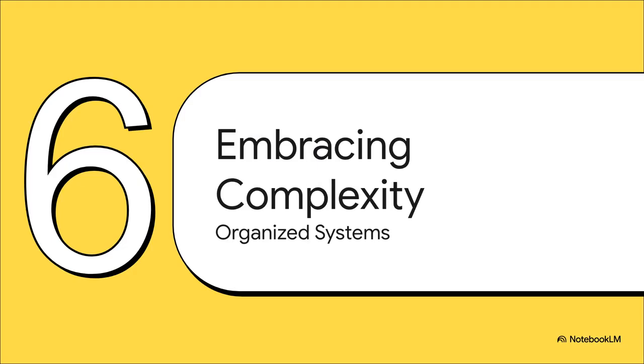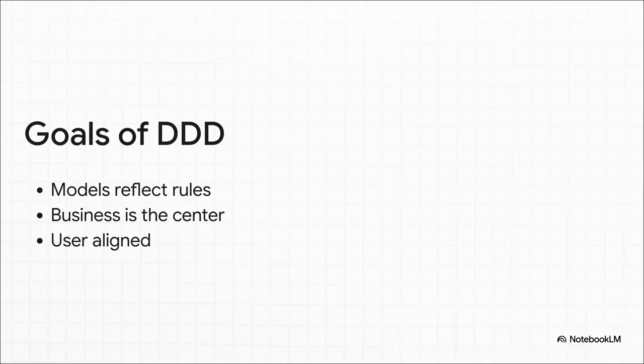Let's bring it all together in our final section, embracing organized complexity. So, what does this all mean? What are the ultimate goals here? Well, by making the business domain the absolute center of your design process, by creating models that accurately reflect real business rules, and by strictly enforcing that shared ubiquitous language, your system stays perfectly aligned with user and business needs. It stops being a random, chaotic collection of databases and becomes a highly organized, true reflection of the business itself.